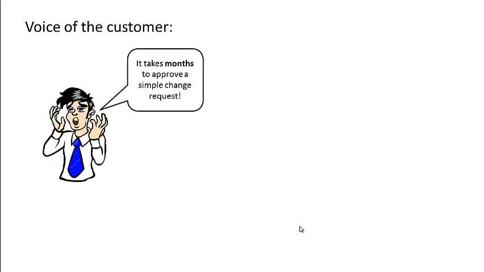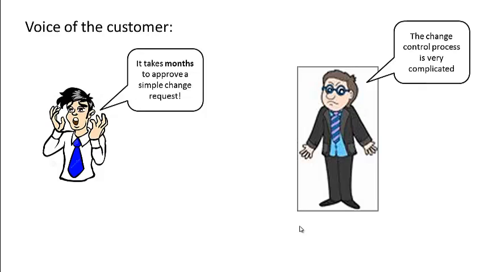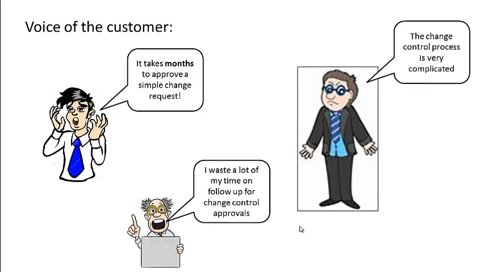We went and talked to a few of our customers and on our plants, and typically they said that it takes a month to approve a simple change control request, which told us that the lead time analysis has to be done properly. Some people also think that the change control process is very complicated, and people also said that it wastes a lot of their time for follow up on the change control approvals. Because as you understand, in the regulated processes, if a change control is not approved, you cannot go ahead with that process.